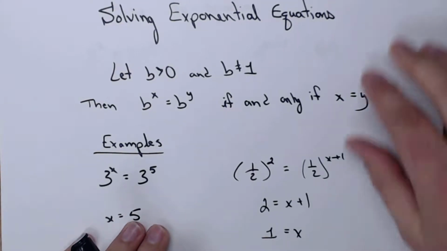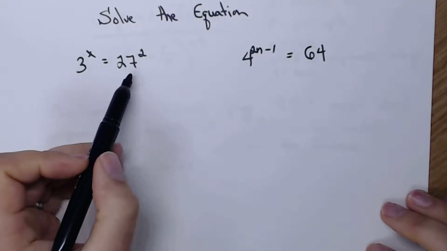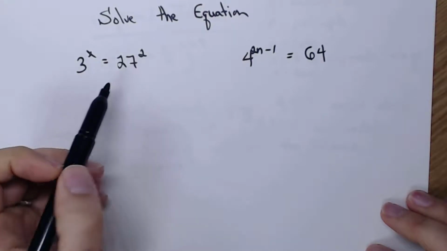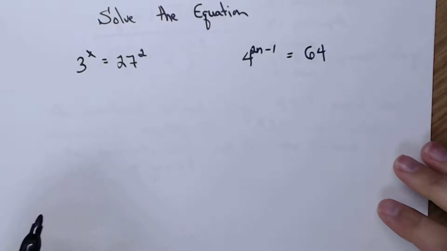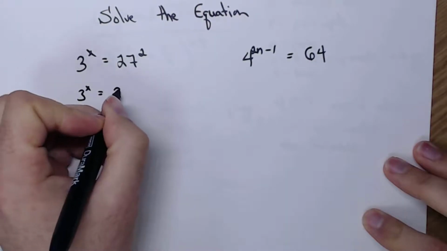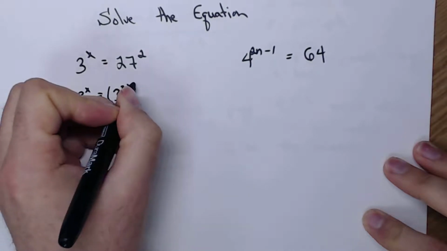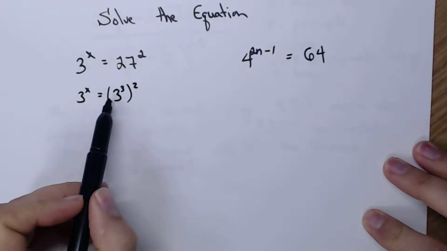All right, let's look at some more complicated examples, and we'll actually work through these. So here, I have 3 raised to the x equals 27 raised to the second. Last time, both of our bases were the same, so we just pulled down the exponents. We're going to do that in this same situation. I'm going to make sure that both my bases are the same. Well, in 27, we should know that that's 3 cubed. So now I have the same base, both of them are 3's.